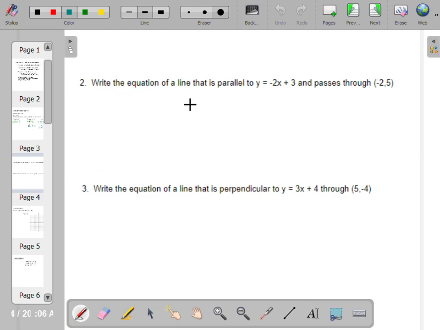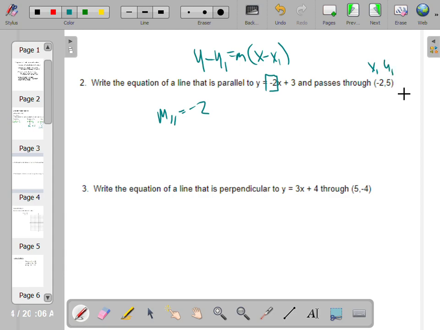It says write the equation of a line that is parallel to this line and passes through the point negative 2, 5. So I always start with point slope. You can do it this way or not, but parallel means it has the same slope. And this is in slope-intercept, so its slope is negative 2. So the slope that I'm going to use that's parallel is negative 2.